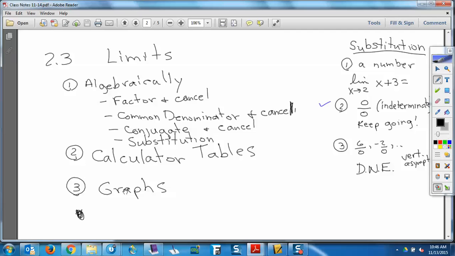Or you may get a number over 0, another number but not 0 over 0, and when you get that you just say does not exist because you've got some sort of vertical asymptote or something happening. So just say does not exist.